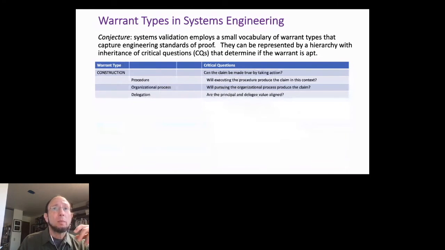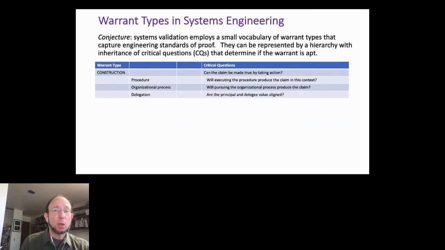Here, proof by construction is the notion that I can do something to make a claim true. So safety assurance cases are an example of proof by construction, which I've labeled a kind of a procedure. So will executing this procedure produce the claim in this context?